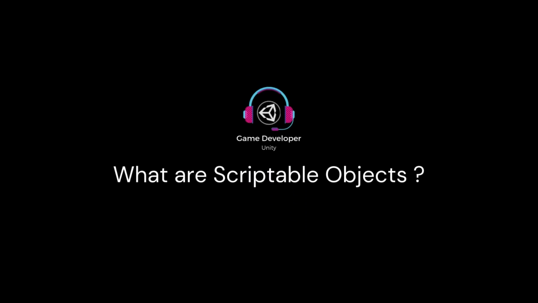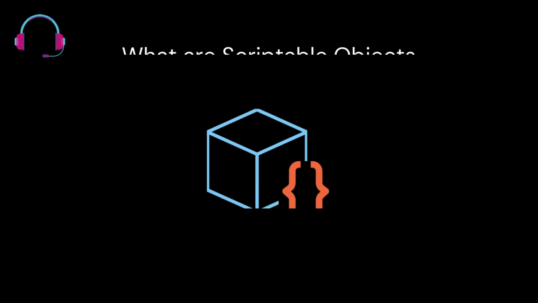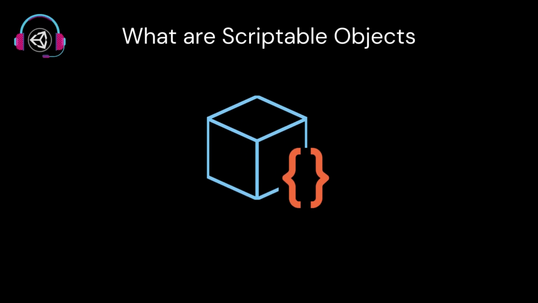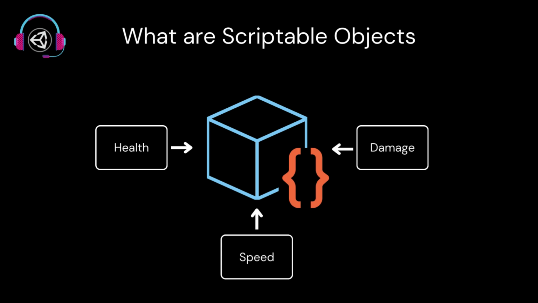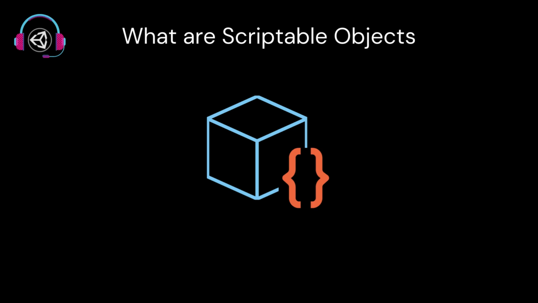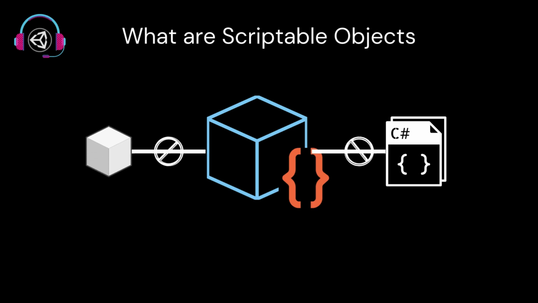What are scriptable objects exactly? Let's break it down. Think of them like magical data containers. They're assets that hold values, like health, damage, speed, or any other game-related data. The key difference? These values aren't tied to a game object or MonoBehaviour. They exist independently, meaning you can easily share them across multiple objects or scenes. No more duplicating data everywhere.